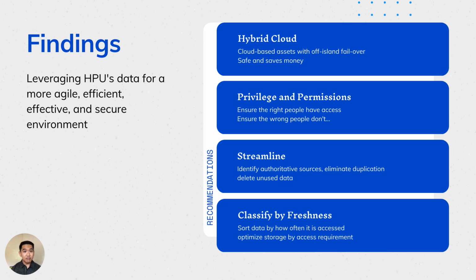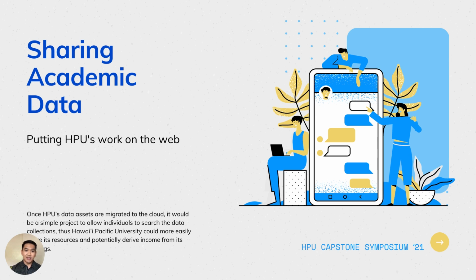Third, streamlining by eliminating excess data, defining authoritative sources, and deleting unused data. And last, sorting data by access requirements. High access requires fast storage. Low access rates can use slow storage. All of these combine to save HPU money, time, and effort.